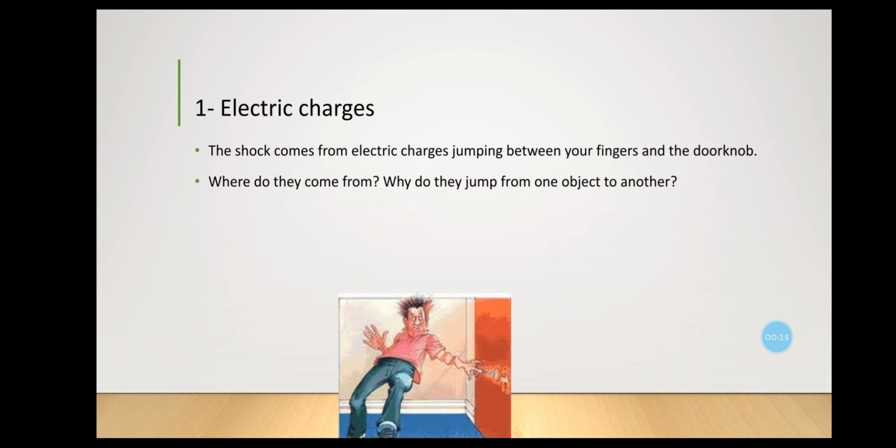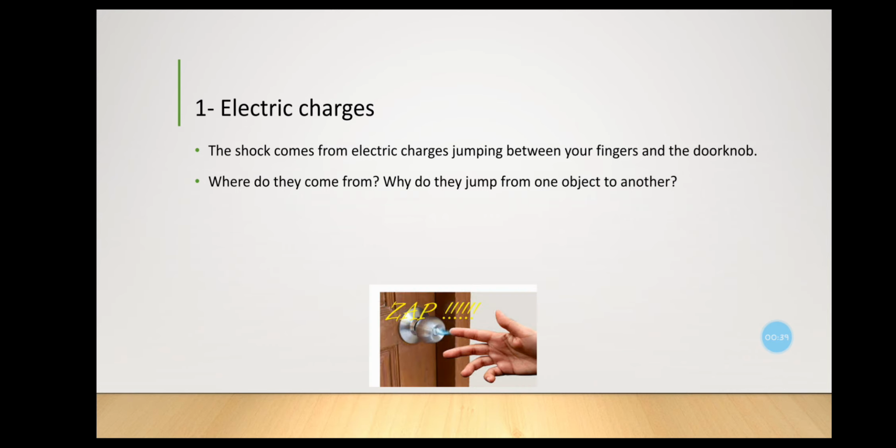Electric charges. I'm sure most of you have experienced this. Sometimes when you touch a metal doorknob, you feel a certain shock. This shock comes from electric charges jumping between your fingers and the doorknob. Where do they come from, and why do they jump from one object to another? This is what we are going to find.